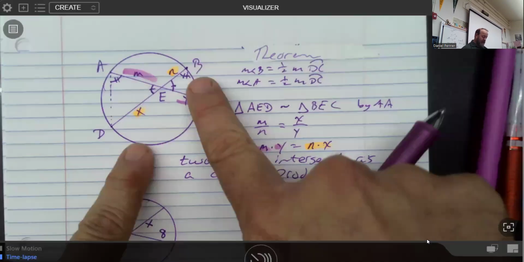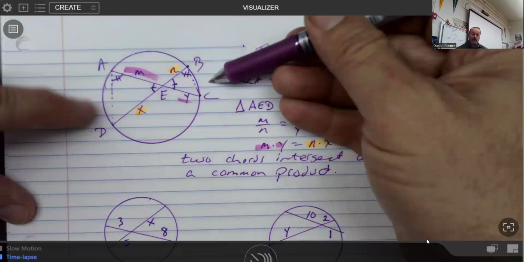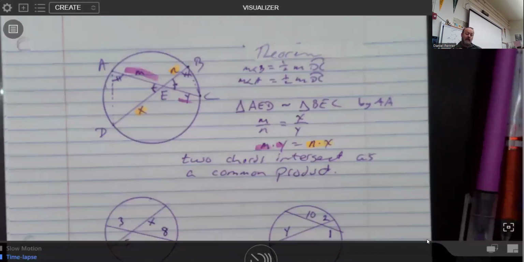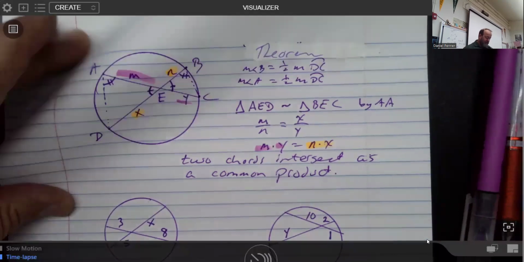So that's kind of the logic behind that, is the product of m and y is n times x. And again, notice that we don't really need a and d anymore, or b and c anymore. We just needed those little segments to establish that these triangles were similar. So here we go. Let's see what happens.